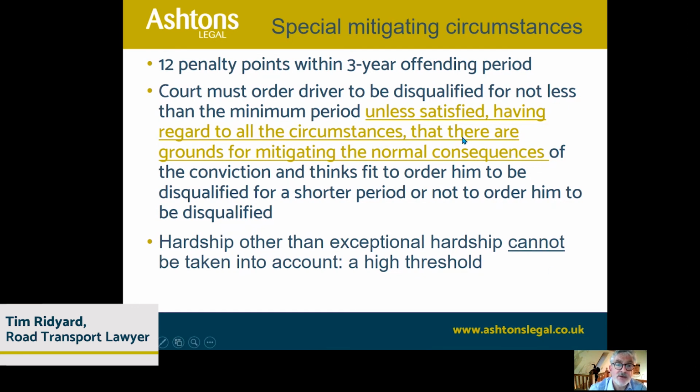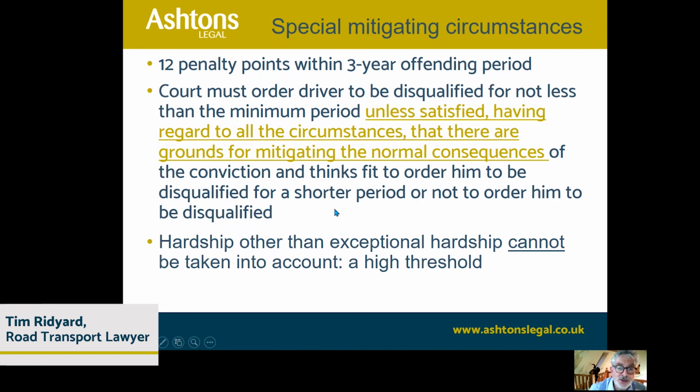The procedure here is that the driver can argue that there are special circumstances why the ban should not be imposed. And if the ban isn't imposed, the driver simply has the licence endorsed with the points. The points sit on the licence until they drop off after the normal 3-year calculation period.